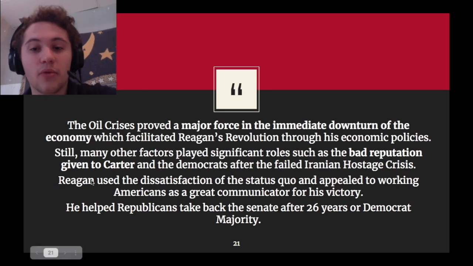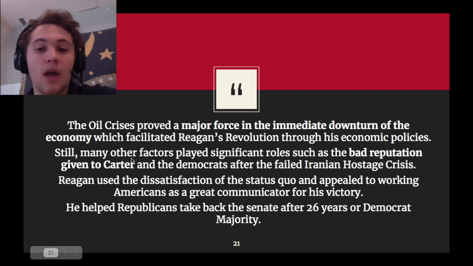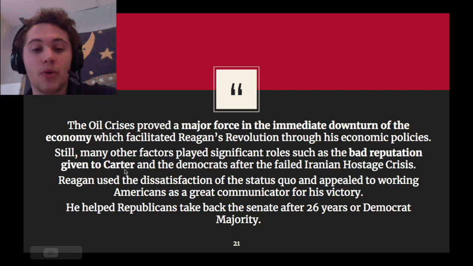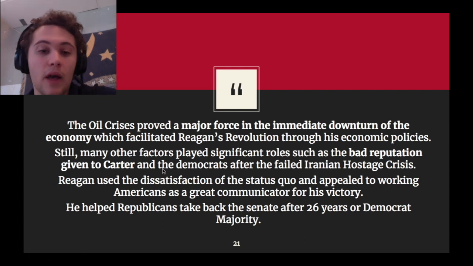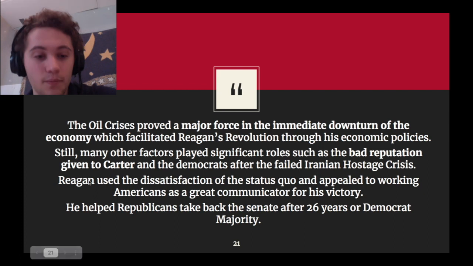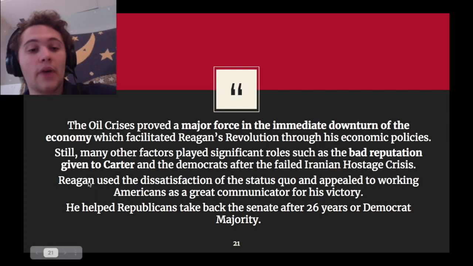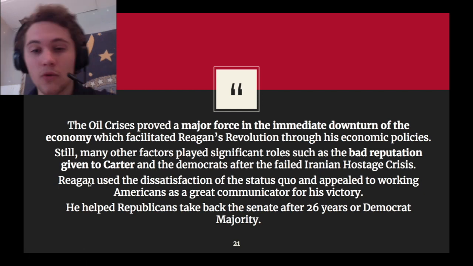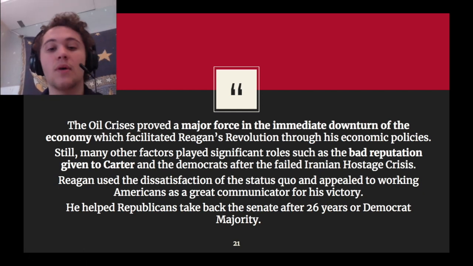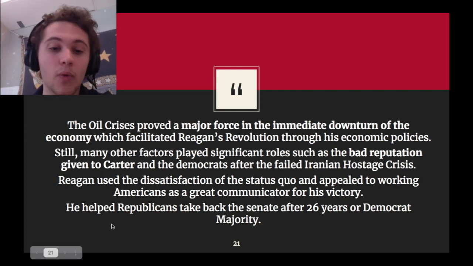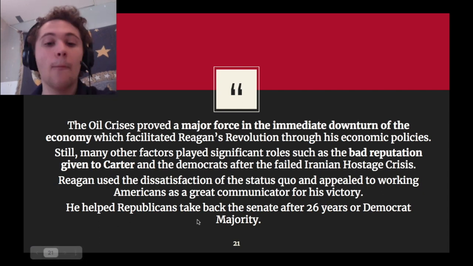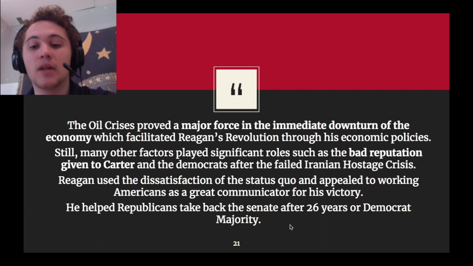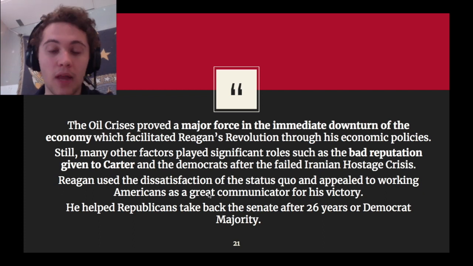So the oil crisis provided a major factor in bringing down the economy, but there are other factors for bringing down the economy, such as Nixon's and LBJ's economic policies. There was also the very bad reputation given to Carter after the Iranian hostage crisis, as well as, of course, the oil crisis seen before. And Reagan used this dissatisfaction against the status quo, which was failing the American people, and appealed to working Americans. He was a great communicator, and he used that to make people side with him. And it worked, and it helped Republicans not only take the presidency, but take back the Senate after 26 years of Democrat majority. And that was the Reagan Revolution.